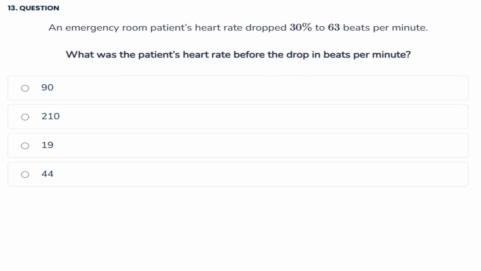All right, question number 13. An emergency room patient's heart rate dropped 30% to 63 beats per minute. What was the patient's heart rate before the drop in beats per minute? So anytime I have a word problem, I always read through the word problem first. Then the second time I read through it, I start making my notes. So I see that I'm going to have to find out what the person's original heart rate was.